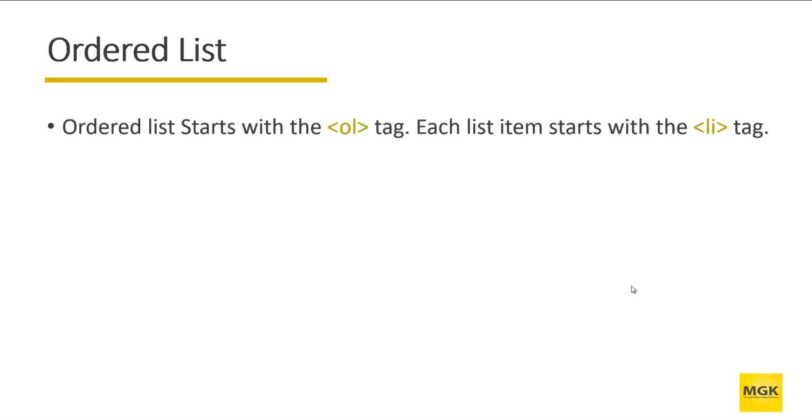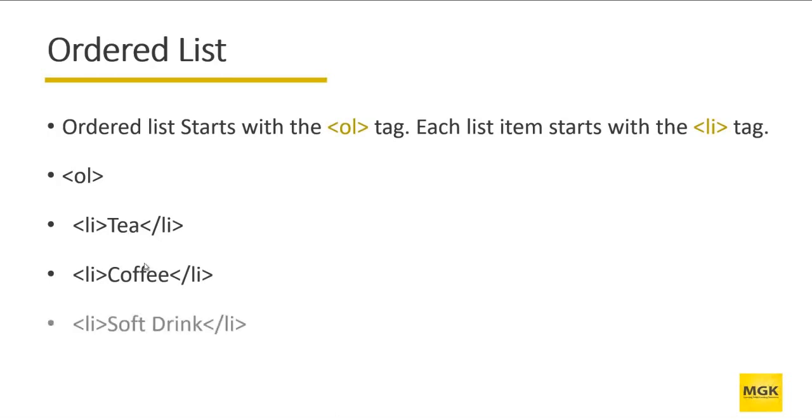An ordered list starts with the ol tag. Each list item starts with li. Whenever you want to write an ordered list, your opening tag would be ol, which represents ordered list. And when you have to write its elements, or its children, or you can say its list items, you will use the li tag, with opening and closing tags. Then the other items, coffee, as you can see, and soft drink, and then the closing tag of your ol.